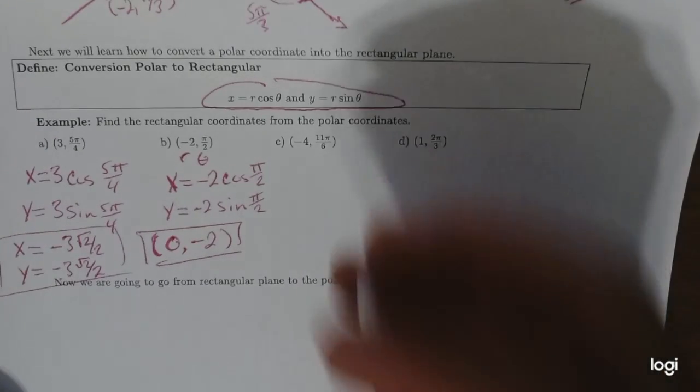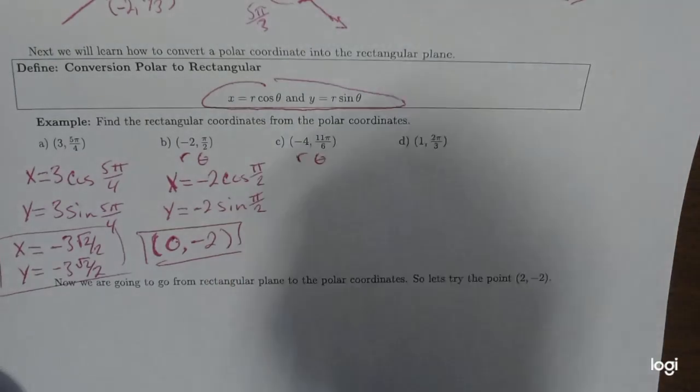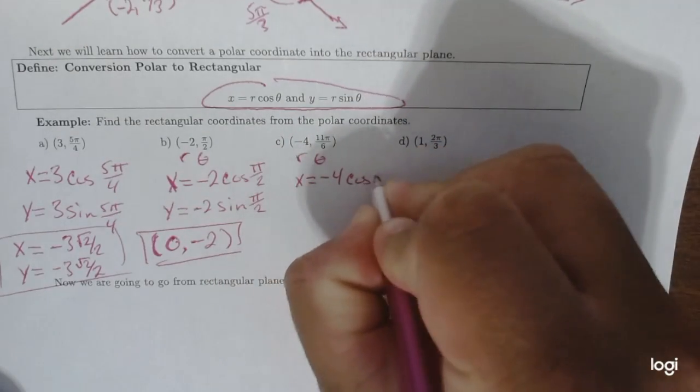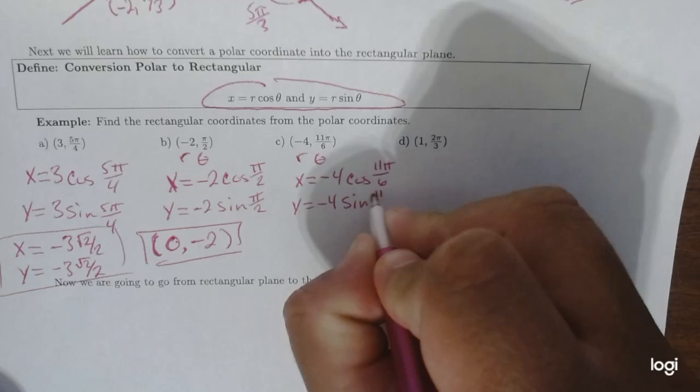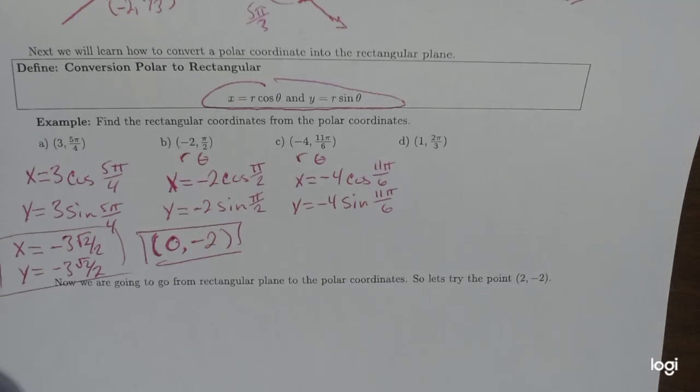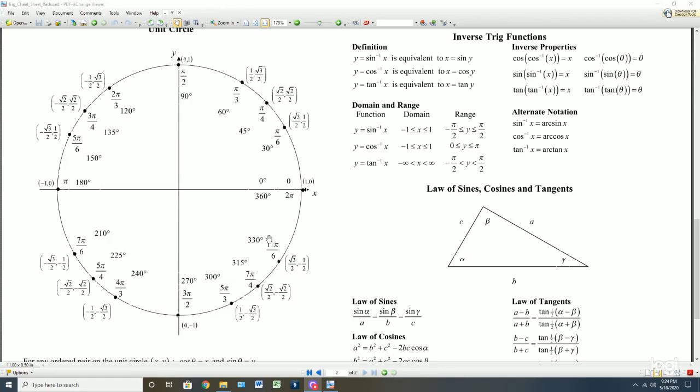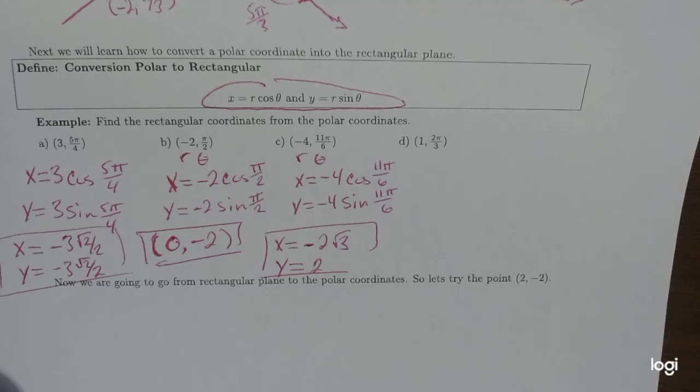Okay, let's keep going. So this is r, theta, right? So x is equal to negative 4 cosine of 11 pi over 6. And y is equal to negative 4 sine of 11 pi over 6. So again, just going back to the unit circle, here's 11 pi over 6, right? So our x component is going to be negative 4 times this, which should give you negative 2 radical 3. And the y component is going to be negative 4 times this, which should give you positive 2. So those are our points in the xy plane here.